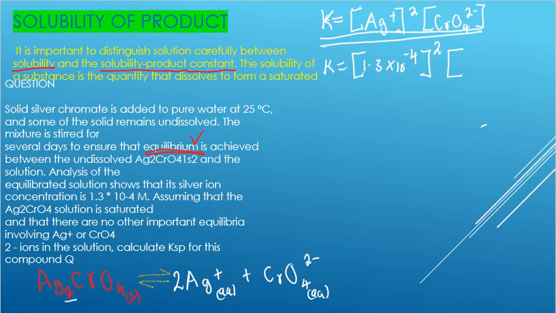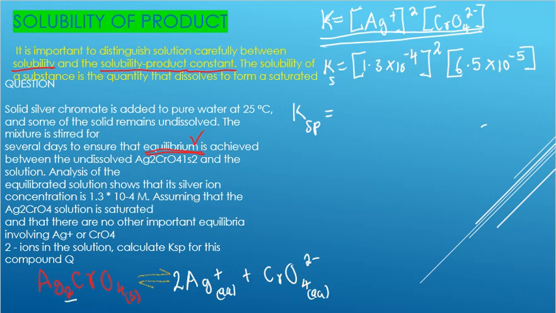So we now put our 6.5 multiplied by 10 to the power negative 5. Alright. From here, we can do our calculations.